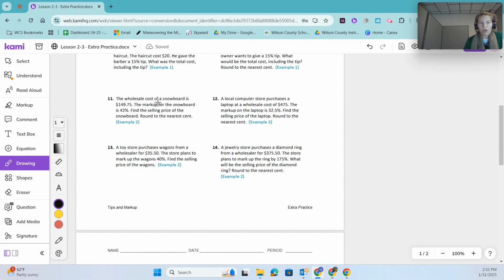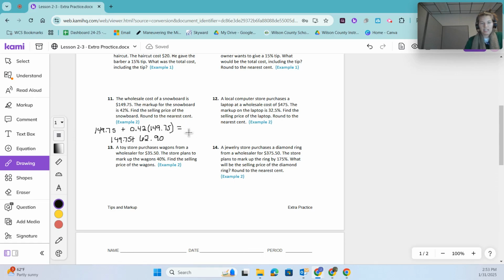The wholesale cost of a snowboard is $149.75. The markup is 42%. So plus the 0.42 times that cost that they purchased it for. And then they're selling it for a total of, so the markup amount is $62.90. So that was 0.89. The 5 rounded the 9 up, so that became 90 cents. And we're going to add that to the original amount that they paid, the 149.75.